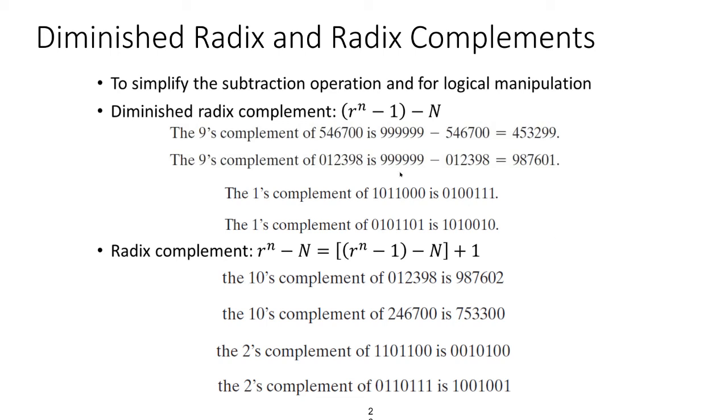Just for comparison's sake, here's the nines complement of this number. The difference between its nines complement and tens complement is essentially just 1. And for the comparison between ones complement and twos complement, you can look at the same result to see it. So you can perform the same operation here.